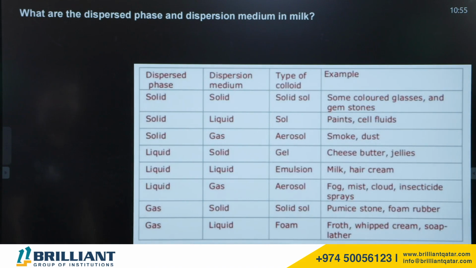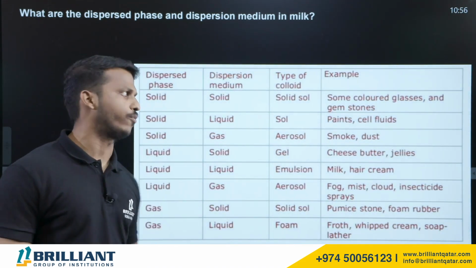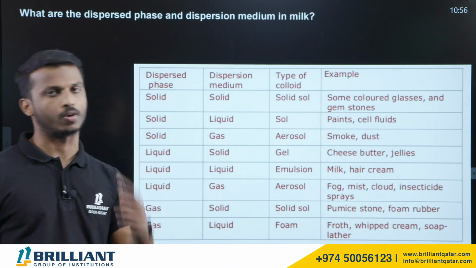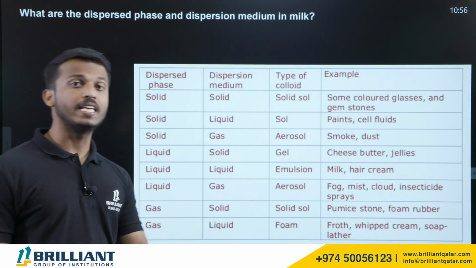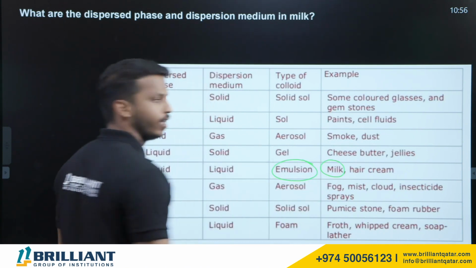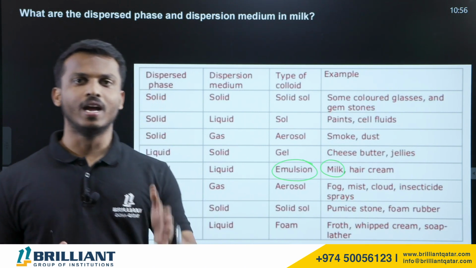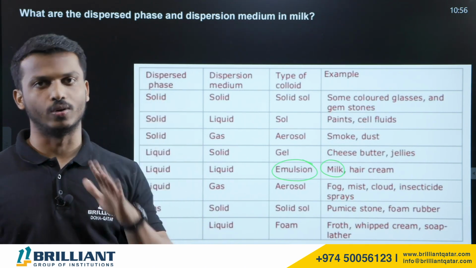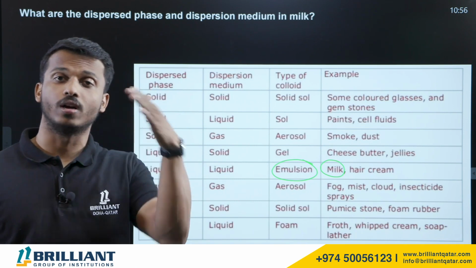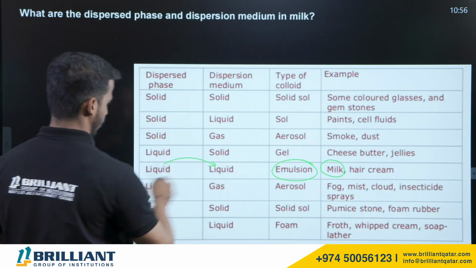Next, what are the dispersed phase and dispersion medium in milk? We discussed this before. I told you this table is important for 1 mark questions. Milk is an emulsion. Emulsion is very simple to study: in an emulsion colloidal system, a liquid is dispersed in a liquid. So the dispersion medium and dispersed phase are both liquid. Emulsion means liquid in liquid.